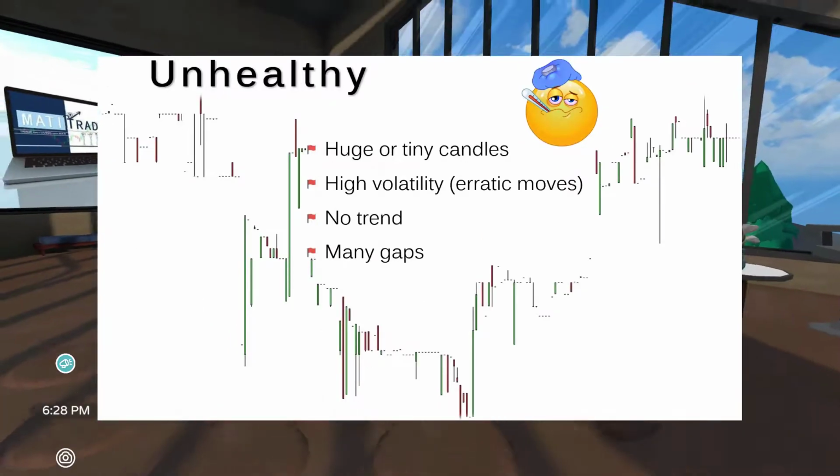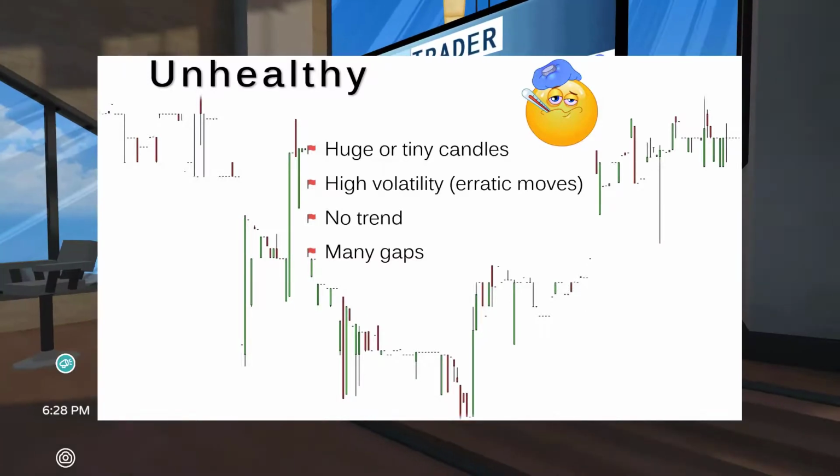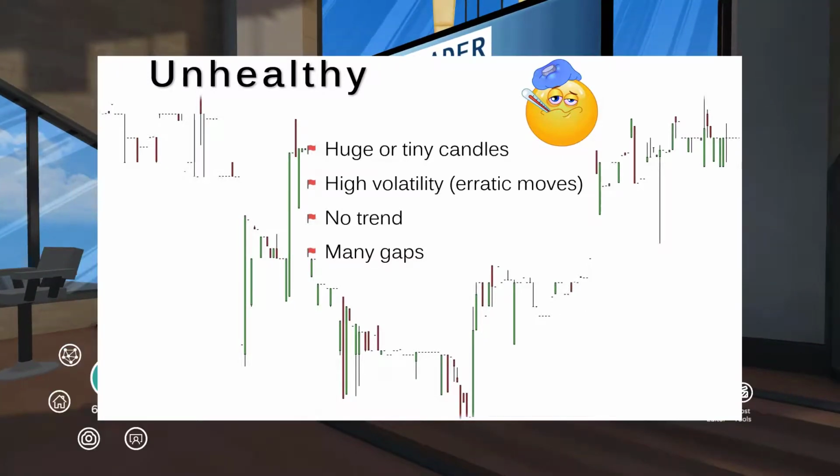The unhealthy chart, as you can see, has huge or tiny candles. There is high volatility, so erratic moves. There's no trend, and there are many gaps inside.